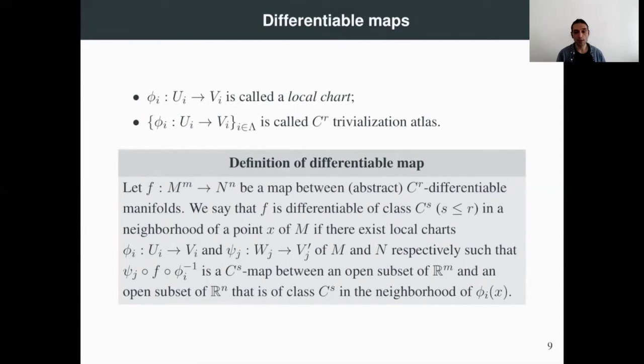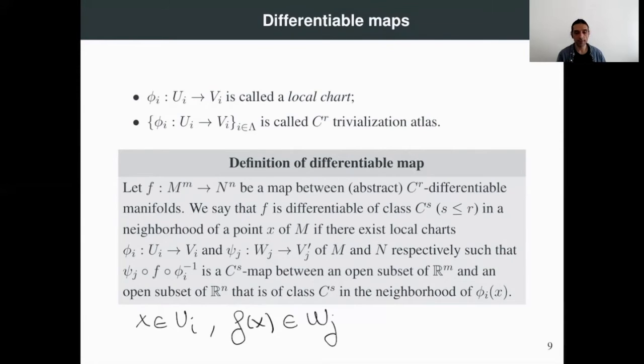very soon. We say that f is differentiable of class C^s in a neighborhood of a point if there exist local charts. Obviously here I wrote this in this way for brevity, but the point x has to be contained in the domain of the phi_i chart. Phi_i is a local chart for M, and it's defined in an open neighborhood of the point x. And also we need that the image of x by the map f has to belong to the domain W_j of the local chart psi_j, which is a local chart for N.